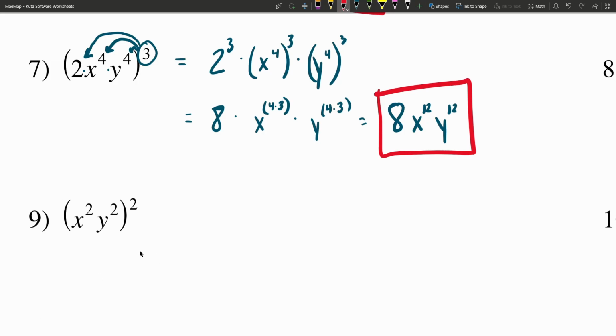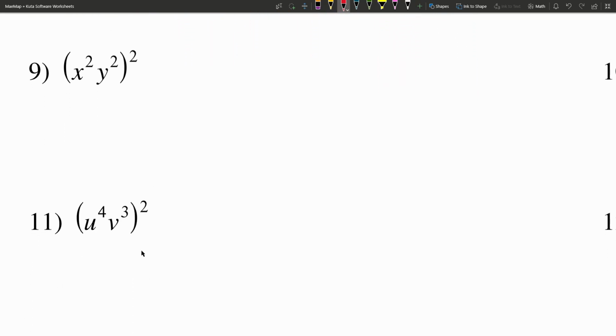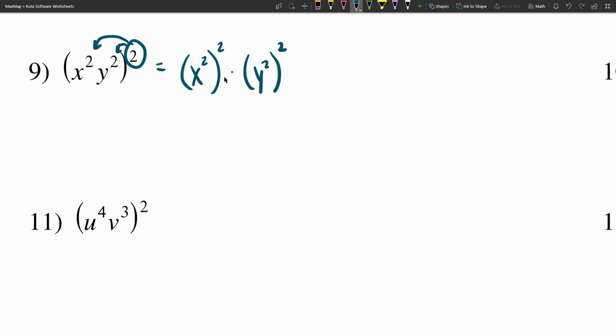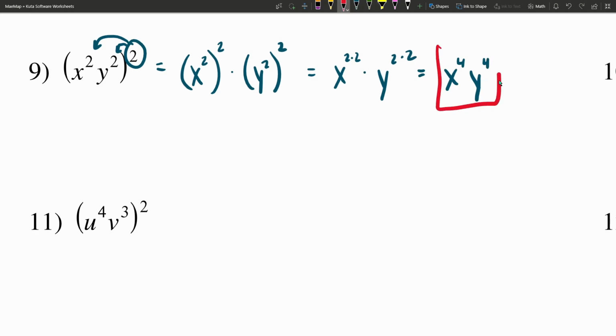Let's move on to number 9. Number 9, we have x squared times y squared, and then that entire quantity squared. So distributing this squared to x squared and to y squared, we're going to get x squared, that quantity squared, times y squared, that quantity squared. What do we do to those exponents? We multiply them. So this is going to be x to the 2 times 2 multiplied by y to the 2 times 2, which is x to the 4th times y to the 4th. And that's our solution for number 9.